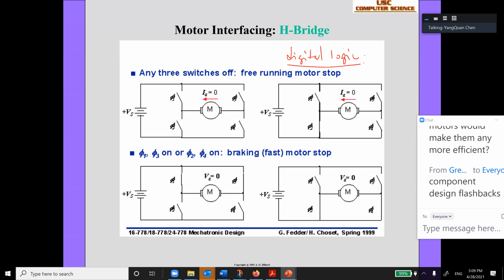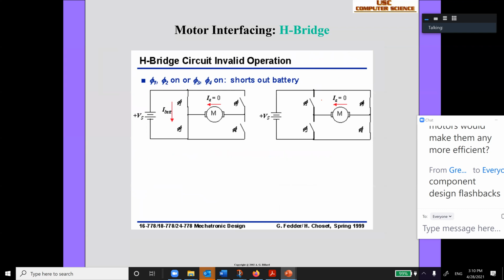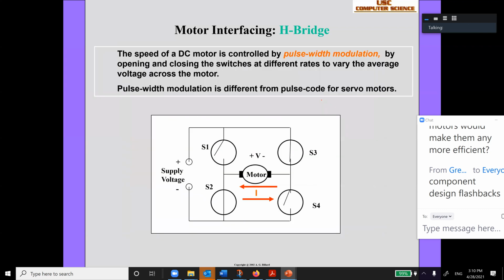But today you don't have to worry, because an integrated circuit does the work. You give a signal, and it knows how fast to turn off and on. There will not be a case where everything is on, because then it's a short circuit. That is not going to happen that way. We don't want to do that.